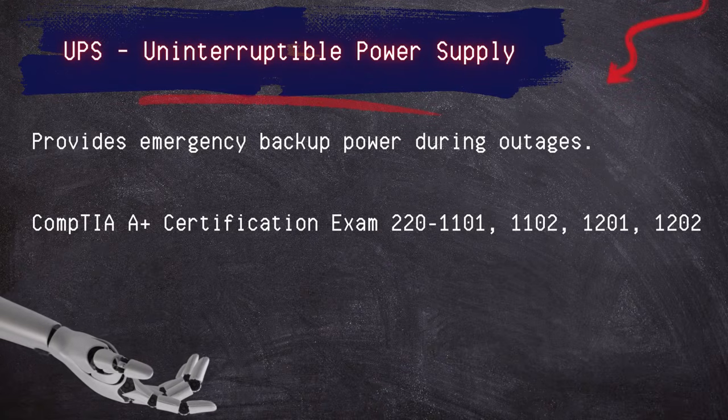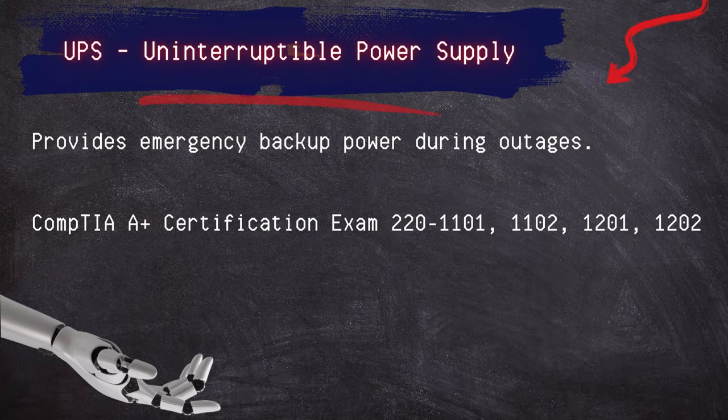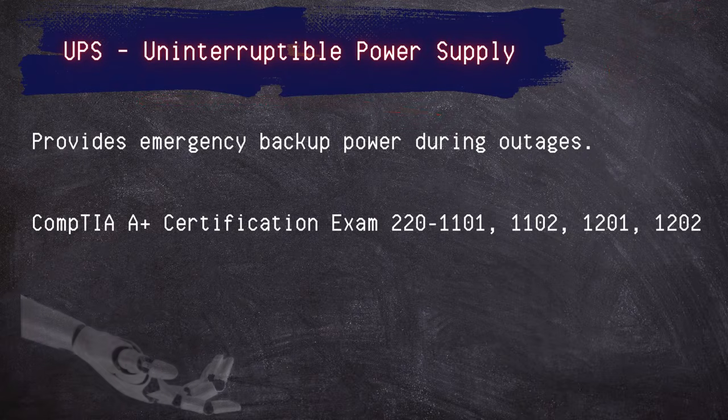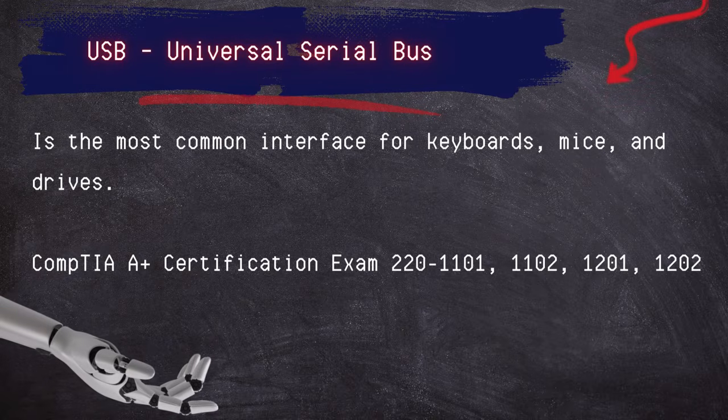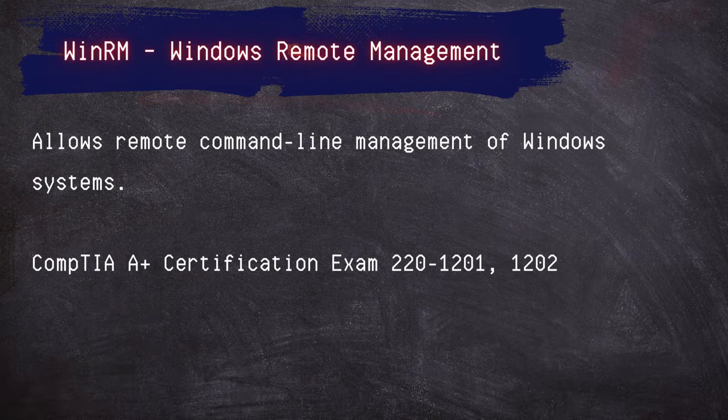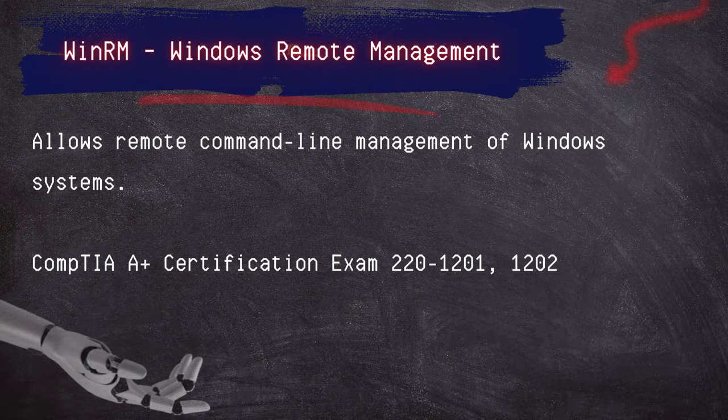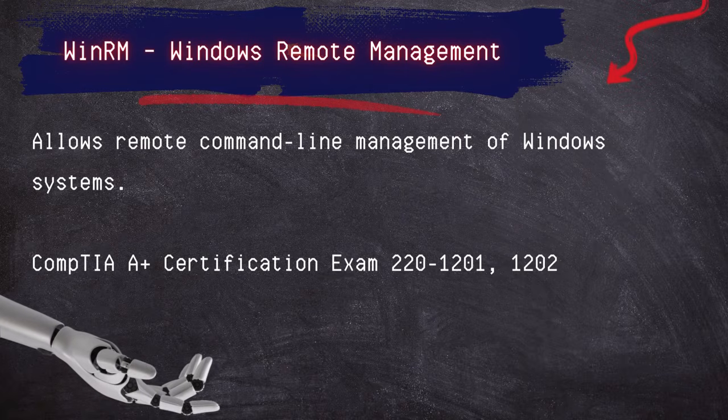UPS, Uninterruptible Power Supply, provides emergency backup power during outages. USB, or Universal Serial Bus, is the most common interface for keyboards, mice, and just about anything. WinRM, or Windows Remote Management, allows remote command line management of Windows systems.